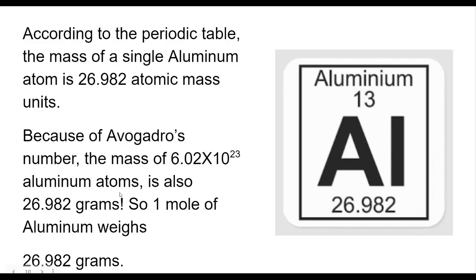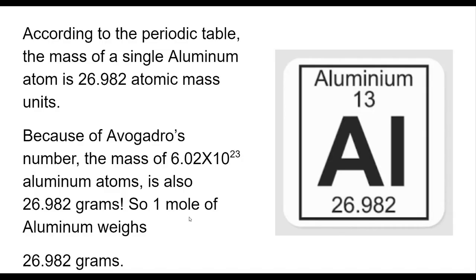So according to this discovery that we made, if I were to go into the lab and mass 26.982 grams of aluminum, I would have 6.02 times 10 to the 23rd atoms. That is a mole of those atoms. And so this is the relationship that we're setting up. One mole of those atoms has the same mass in grams as the mass on the periodic table.